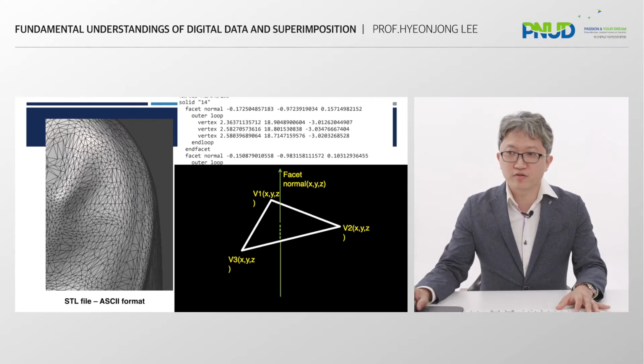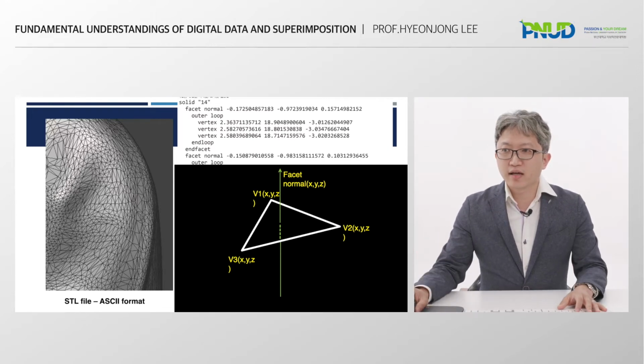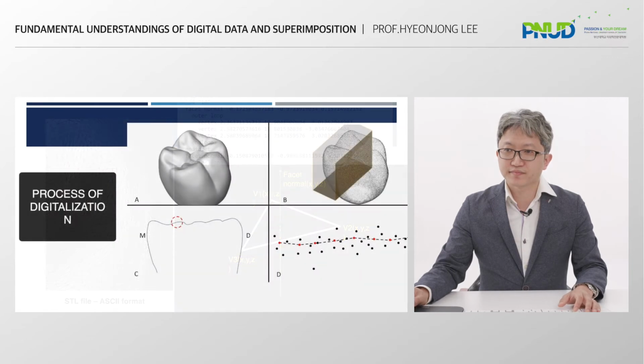It's just numbers. So every single small triangle consists of vertices. A triangle consists of 3 vertices, vertex 1, 2, 3, and each vertex has x, y, z numbers in the 3D coordinates, and the facet normal x, y, z. So all of these numbers represent one single triangle. So this is the process of digitalization.